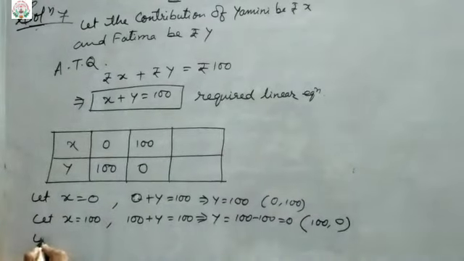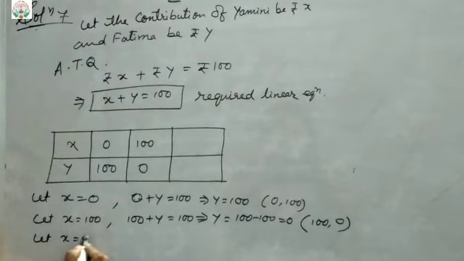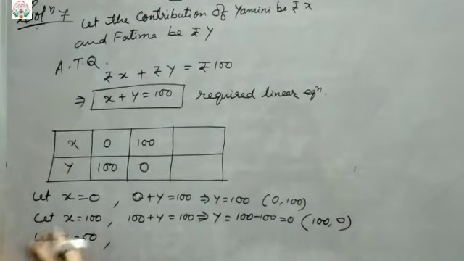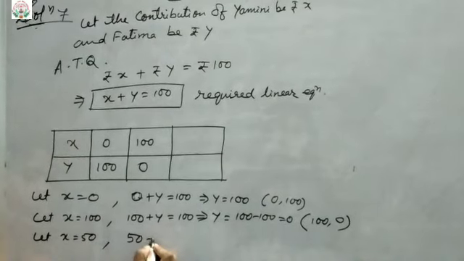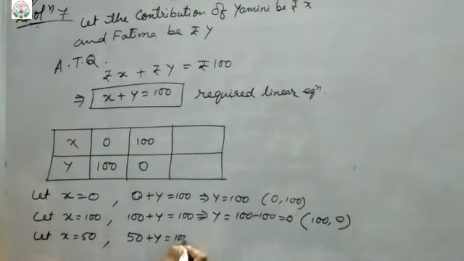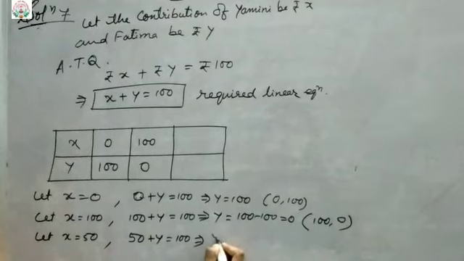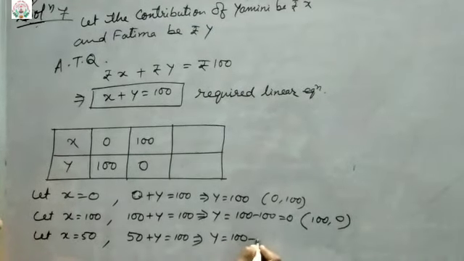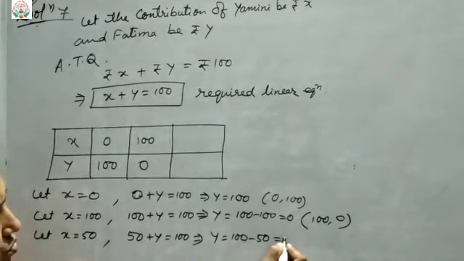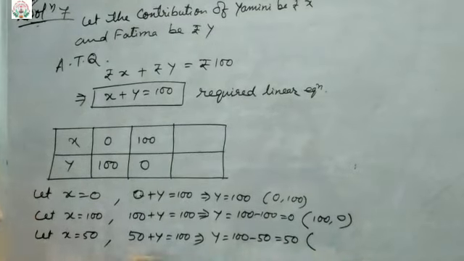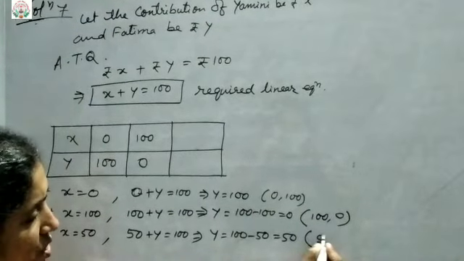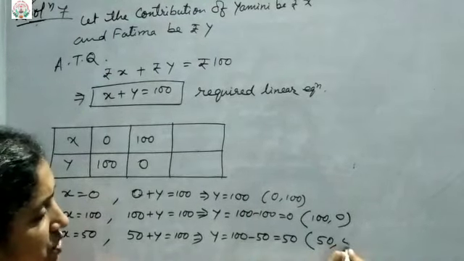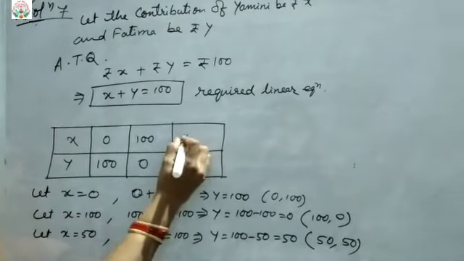Now next value, let X equal 50, suppose I am taking. So what will be Y? 50 plus Y equals 100. Now by transposing, what do you get? 100 minus 50, which equals 50. So when X is 50, Y is how much? 50 only. So this will be another point.